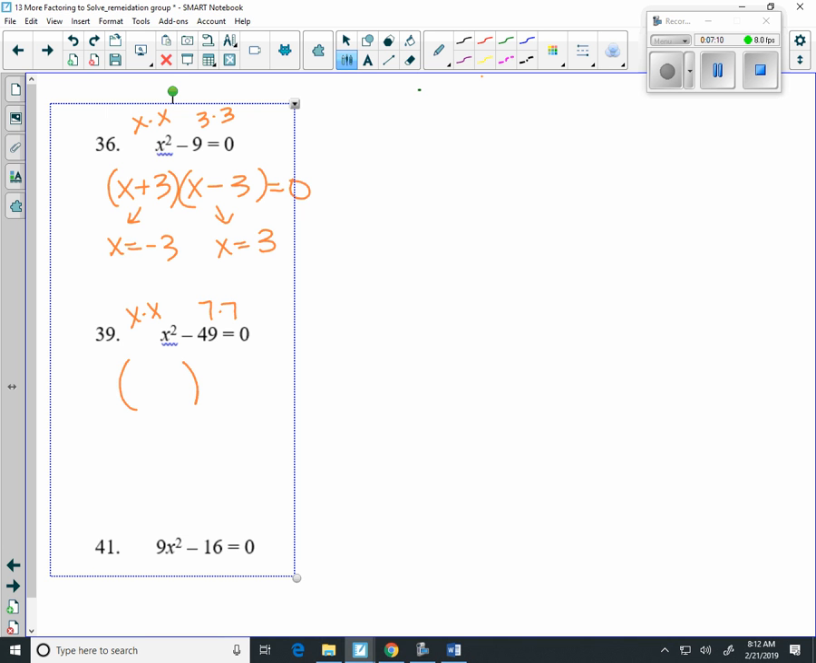Same thing here. X is going front. Square root of 49 goes in back. 1 positive, 1 negative. And you can just switch those signs.